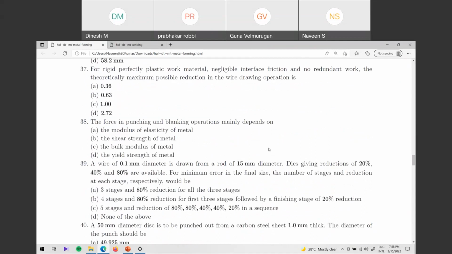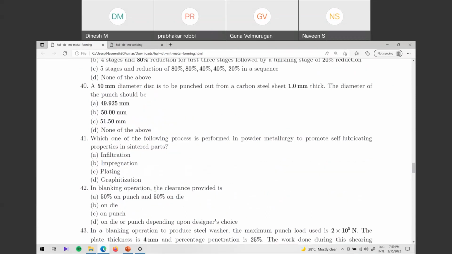Yeah, this one, the 38th one. If you remember the formula, shearing is occurring, right? Punching and blanking is occurring because of shear force, isn't it? So if shear force is there, shear strength is important. We have even discussed pi into tau, pi dt. You remember that? Yes, answer is B, not bulk modulus. Where are you using bulk modulus? You use bulk modulus if you're doing some compression. Here you're cutting it, you're shearing it. Shear force is very important. This kind of question will be asked.